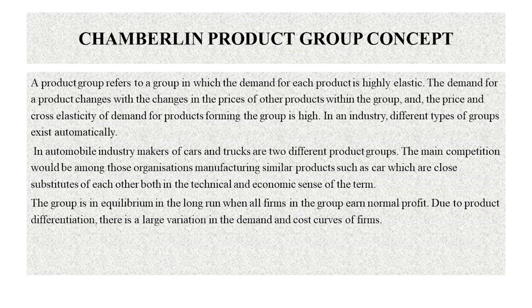The group is in equilibrium in the long run when all the firms in the group earn normal profit. Due to product differentiation, there is large variation in the demand and cost curves of firms. Their price, output and profit may also differ. Therefore, to simplify product group analysis, Chamberlin has given two assumptions. The two assumptions are as follows.